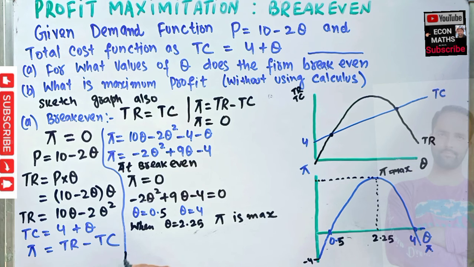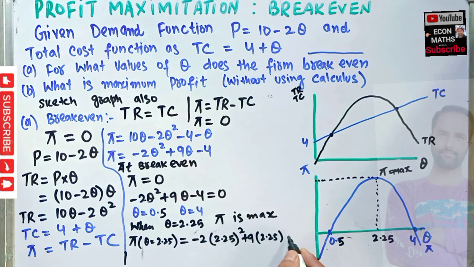And what is the maximum profit? Profit when q is equal to 2.25. Just plug this value into our profit function, that is minus 2 q square, meaning minus 2 times 2.25 square, plus 9 into 2.25 minus 4. When you solve this, you will get a value 6.125. That will be our maximum profit.